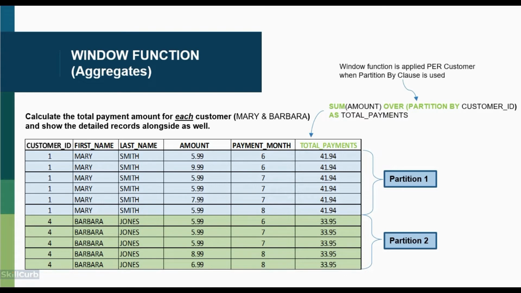I've added a slide to explain these results further. Calculating the total payment amount for each customer and showing their detailed records alongside it. If you see, we summed the amount and used the over clause and then used partition by customer ID and labeled it as total payments. If you look at the last column, using the partition by clause created two partitions in our result set, one for Mary and one for Barbara. And by using the partition keyword, you're able to isolate your aggregate functions to be only applied on that partition. Hopefully this visual was helpful.